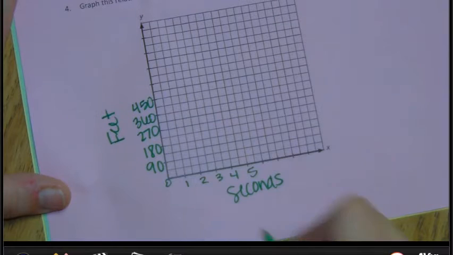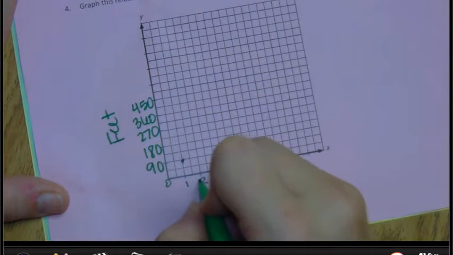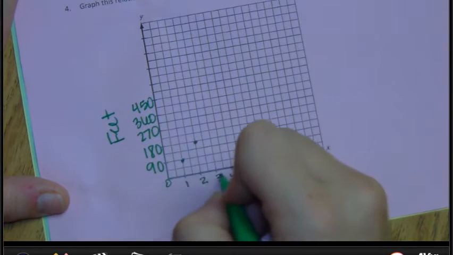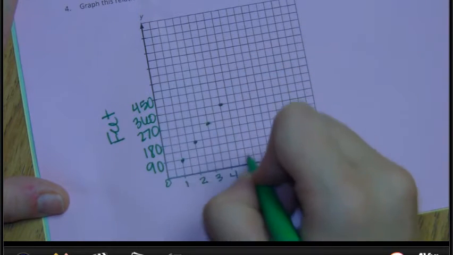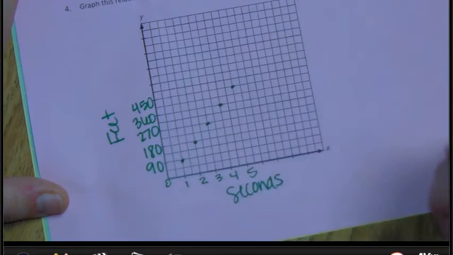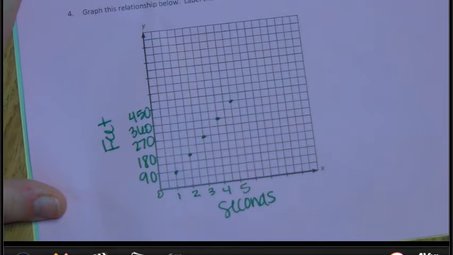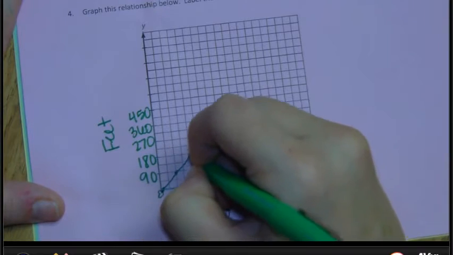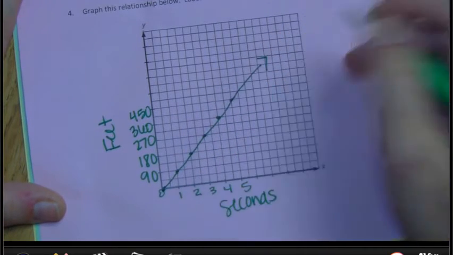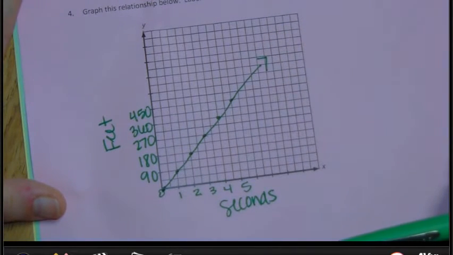Okay. So for 1 second, I'm told it's 90 feet. For 2, it's 180. For 3, it's 270. For 4, it's 360. And for 5, it is 450. Okay. Think about the roller coaster though. If I start at 0 seconds, so my roller coaster hasn't moved yet, have I got any feet? And the answer is no. So I need to make sure that I plot a point at the origin, and I connect my dots to create a straight line.